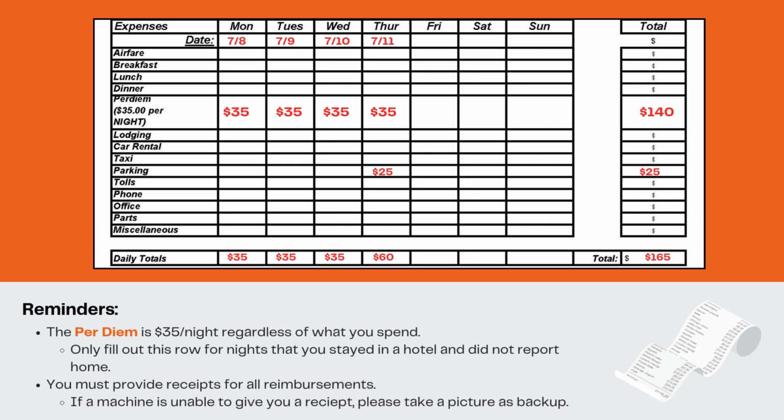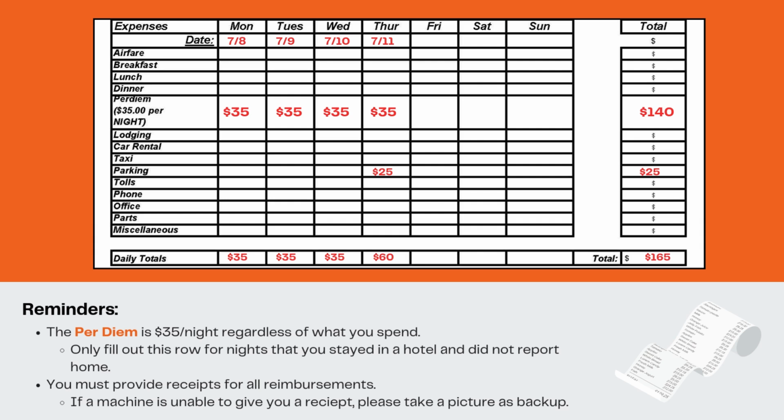For Thursday, John also added the $25 he paid for parking in the parking row because he paid to park his personal vehicle at the hotel each night. He put $25 in the total column for parking as well. John made sure to save his receipt for parking to submit with his expense report later.